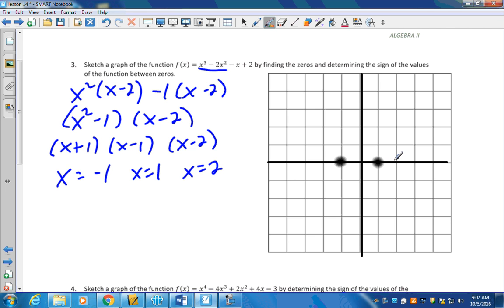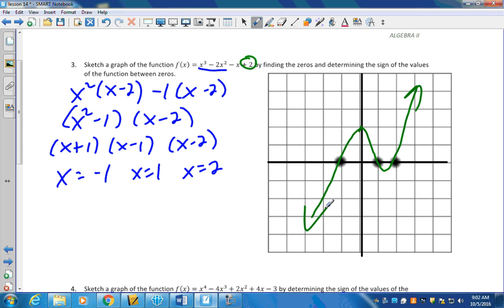Negative 1, positive 1, positive 2. You know it's a third degree. You know what your third degree looks like, don't you? If not, you can do all your tests. What's the y-intercept? 2. That's that number right there. So we do know it's going to hit there also. So I know it's going to go boom, boom, boom. Out go the lights.